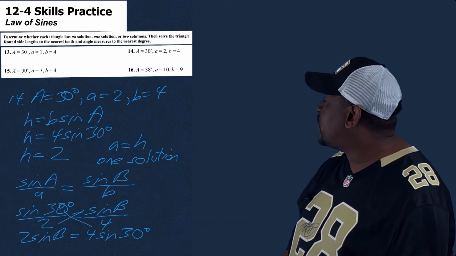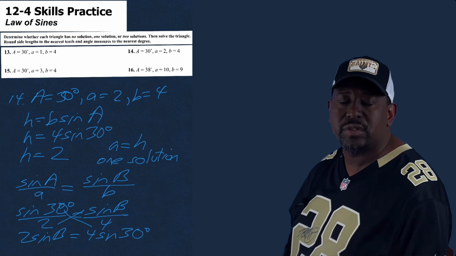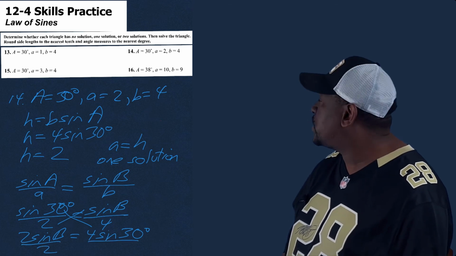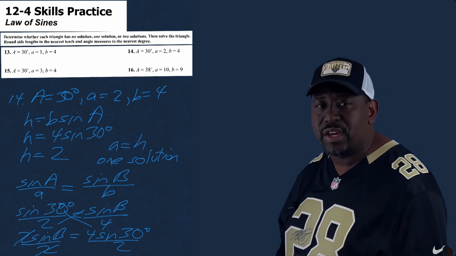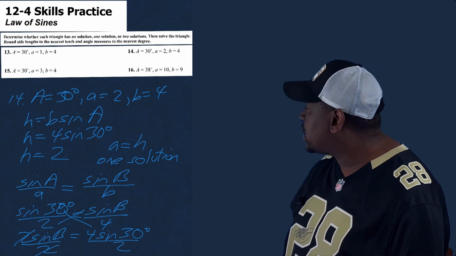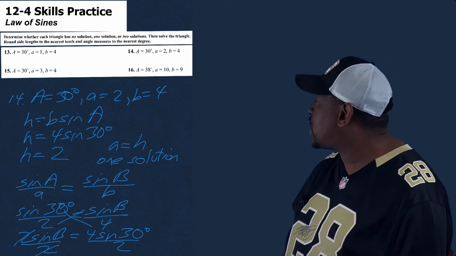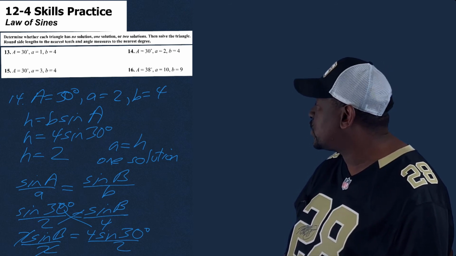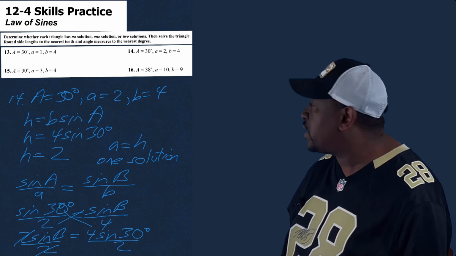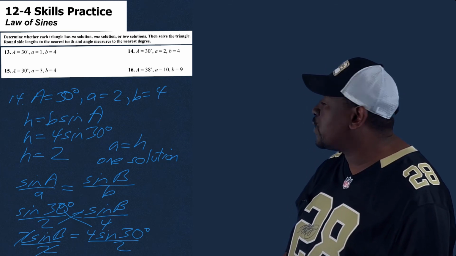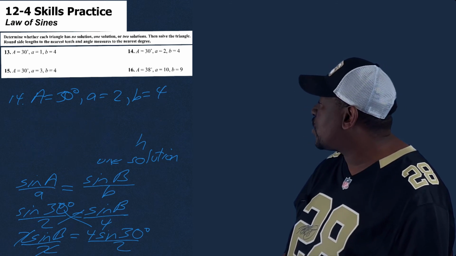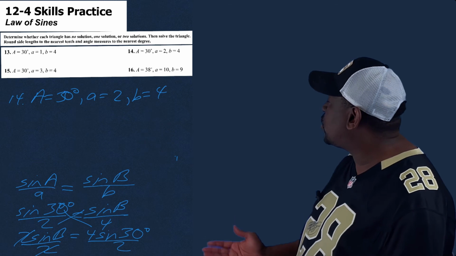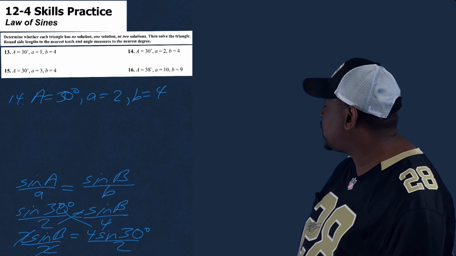And so we will divide both sides by 2 to get rid of the 2 that's being multiplied to sine B. From there, we know in order to get the angle B, we have to get the inverse sine of the quantity of 4 times sine of 30 degrees over 2. And so you can get your calculator out, and you're going to solve for the inverse sine of 4 times sine of 30 degrees. So we're erasing this so we can put that work up there.